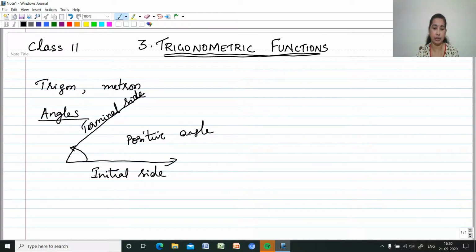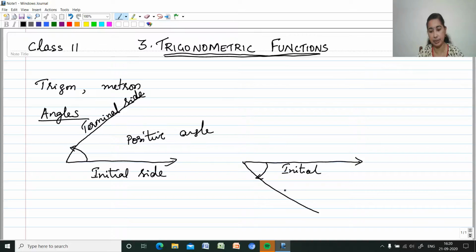Then what is a negative angle? From the initial side, this is the initial side, if it is moving in the clockwise direction, the other one was in the anti-clockwise direction, whereas here it is the clockwise direction, like this way, and if it is reaching the terminal side, then we are getting a negative angle here. Anti-clockwise, positive angle, and clockwise, we are getting negative angle.